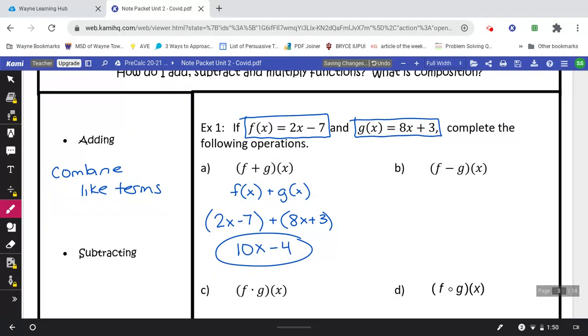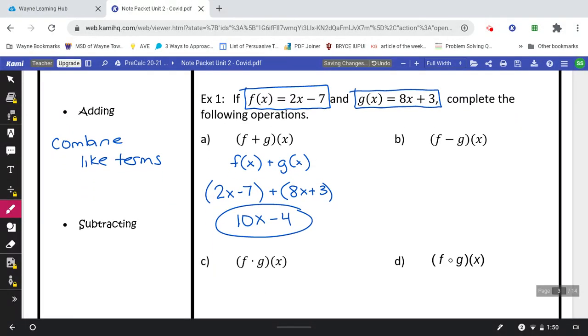For part B, you have a subtraction problem. I highly recommend distributing the negative. This problem you might also see written as f of x minus g of x. That means the exact same thing. And we're going to plug in our functions.